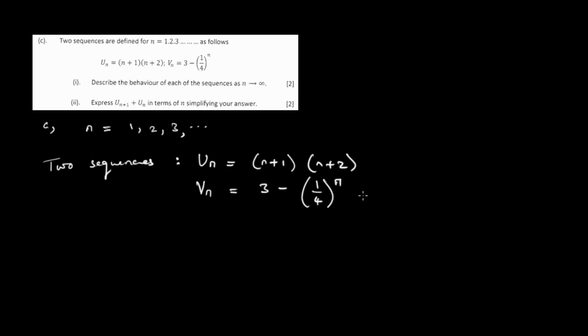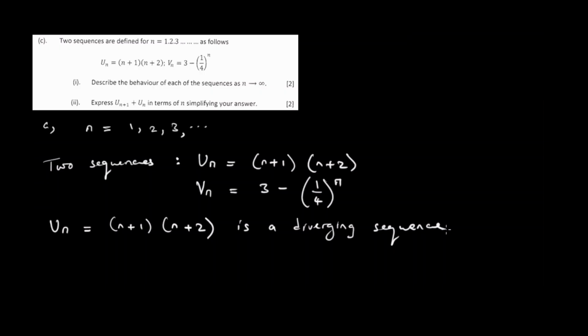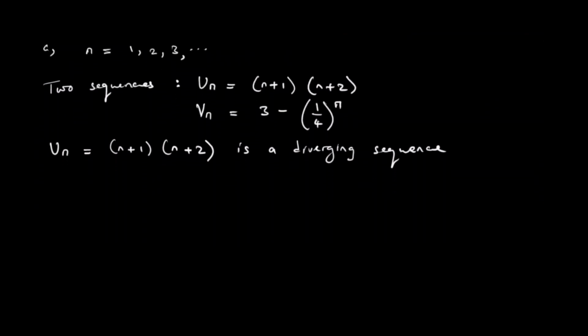Saka tikatarisa manje apa, tinoona kuti tikati un is equal to n plus 1, n plus 2, tinoona kuti this is a diverging sequence. It's a diverging sequence. Divergency iri kubva papi? Iri kubva pakuti tiri kubva tikatora, for example, the first term, and let us do it because atifanira kungoita maconclusions atinenge tisingazive.